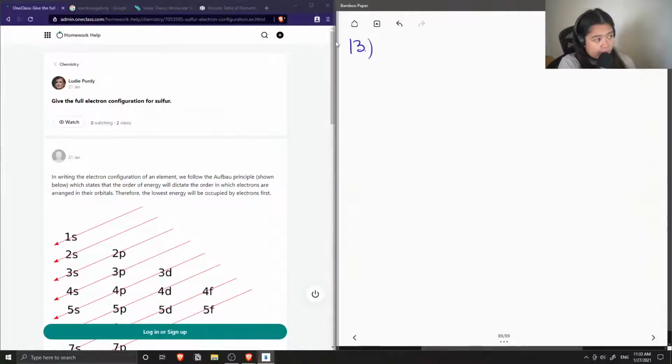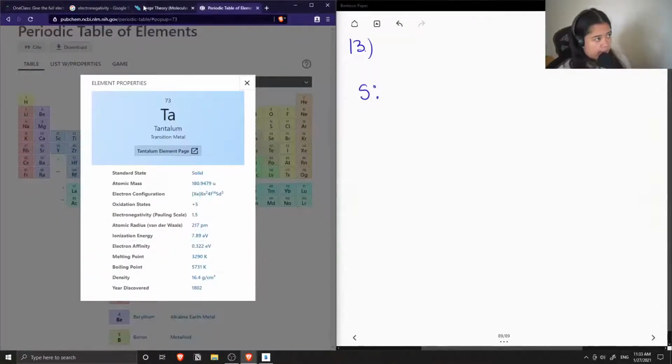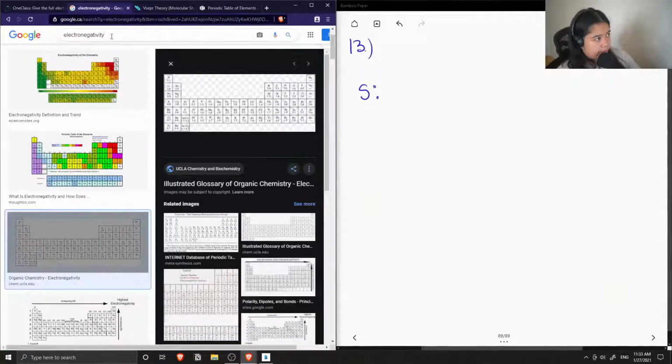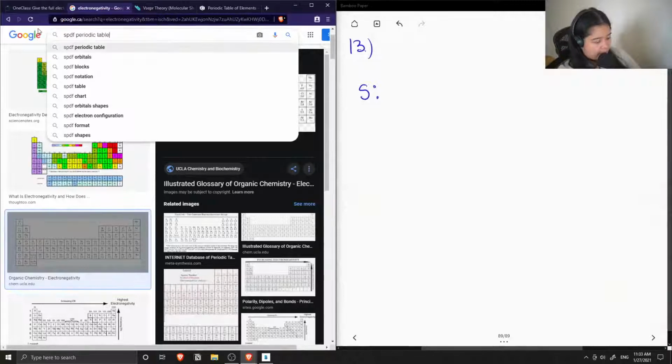Okay, so question number 13. Configuration for sulfur. Okay, so when writing out electron configurations, first we need to divide our periodic table, find it here, into different sections.